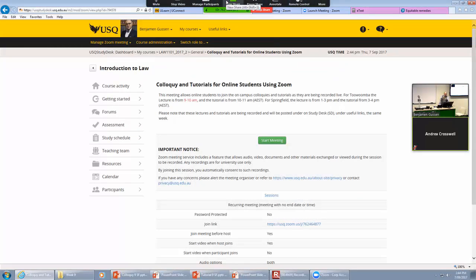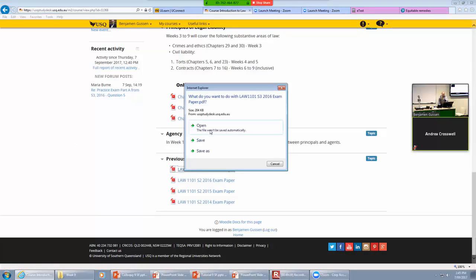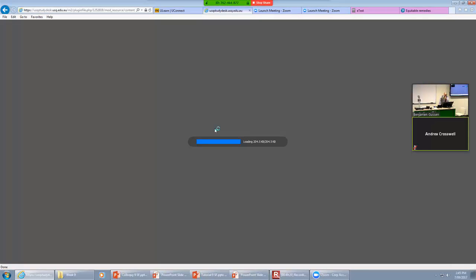You remember that at the bottom of this study desk, if we go back to the activity page, at the bottom of this, you'll find 4 previous exams that I've given to you. Just quickly, so we see what you're going to expect on this exam in October.